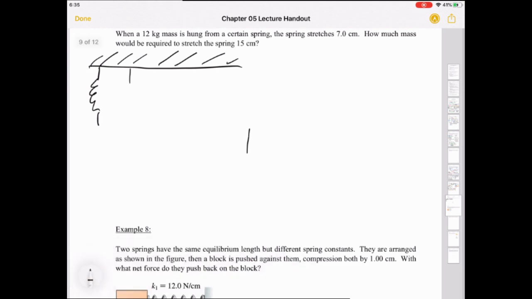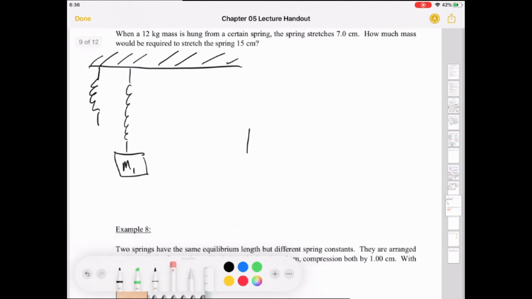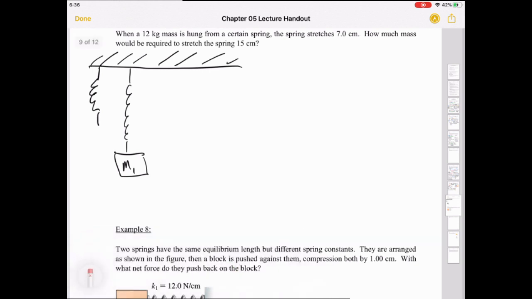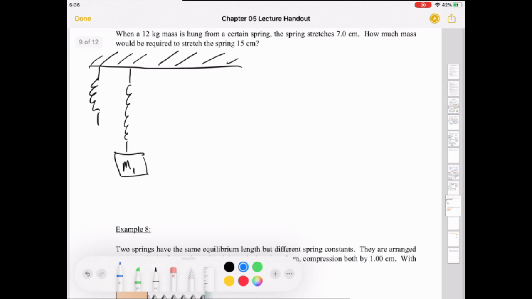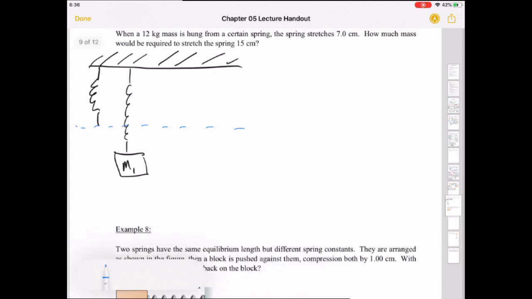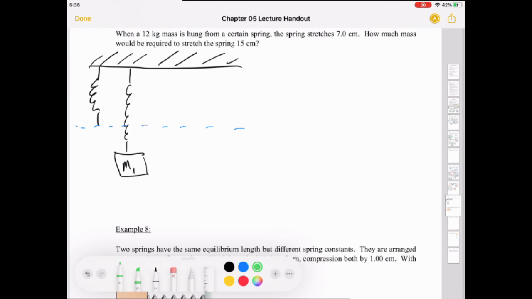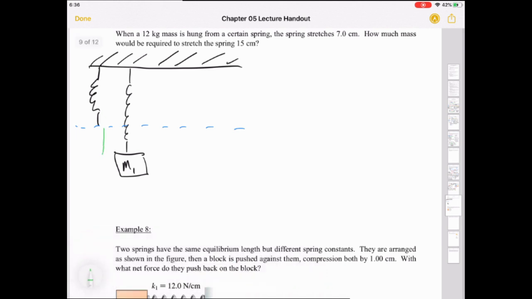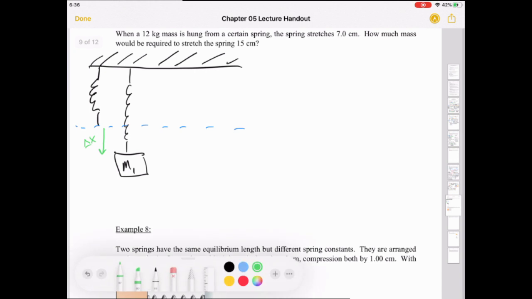So if I add a mass, it stretches some distance. This could be our mass 1. Right, and it's stretched. So our displacement here is maybe that far. Delta x. I could call that delta y. It doesn't really matter. I'm going to leave it as an x for now.